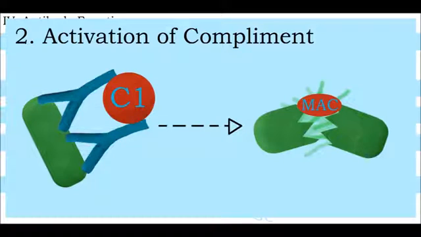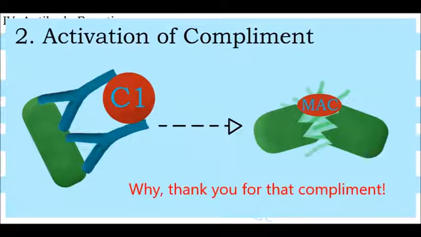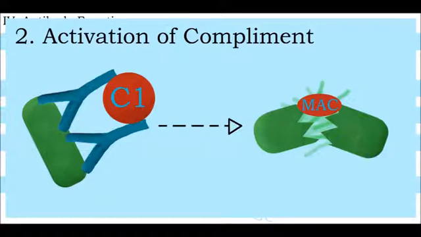Number 2 is the activation of complement. And if you recall the complement cascade, one complement leads to another. We should just see one here. But it's easy to associate this building and growing with inflammation and swelling.